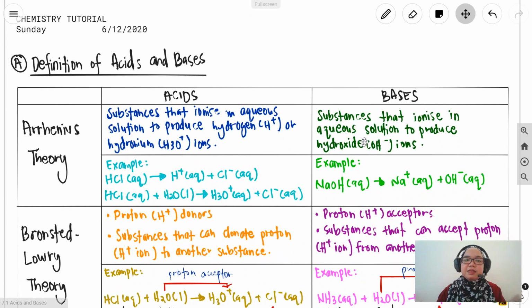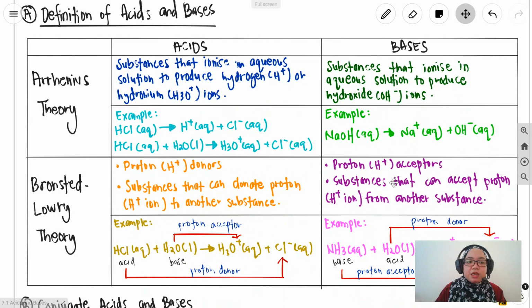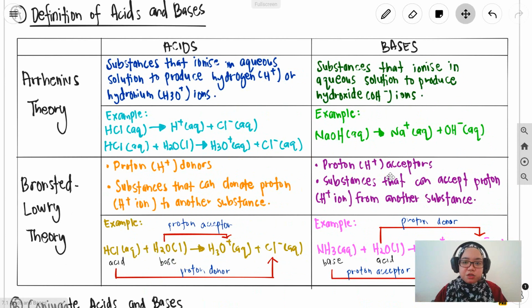theory. And the additional theory that I am going to teach you, although it is not in the learning outcome in the syllabus, but I'm going to teach you just in case it comes out, is the Lewis theory. So let's define acid and bases based on these three theories. Okay, so the first one is Arrhenius theory.